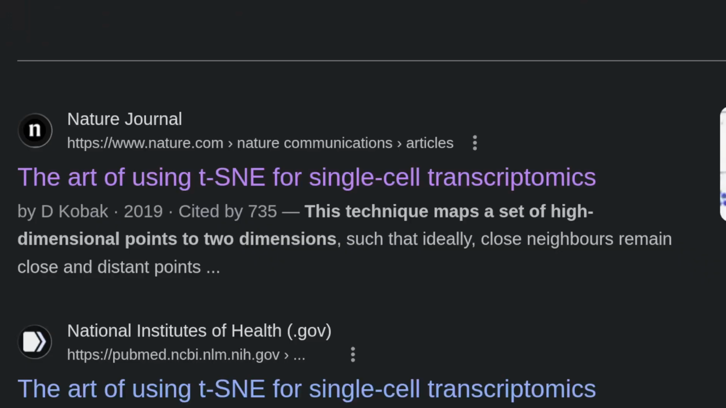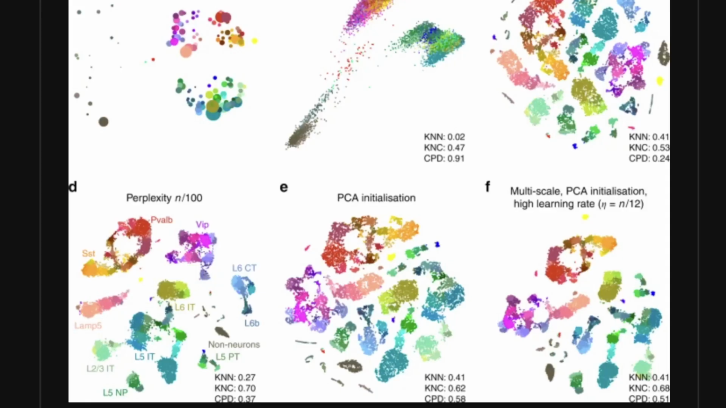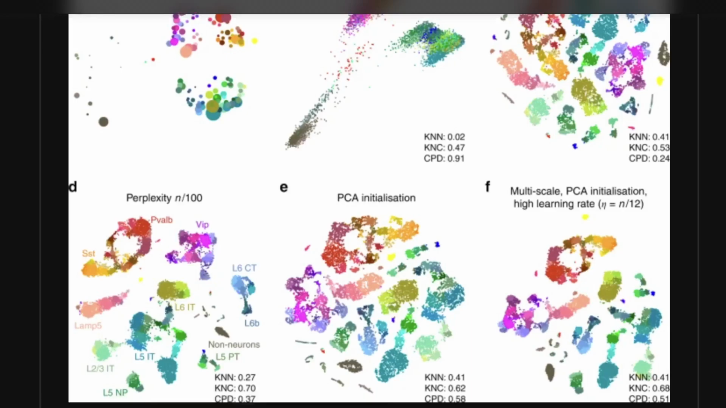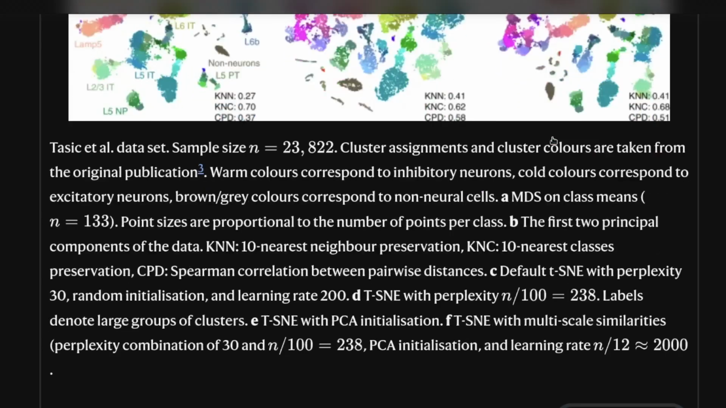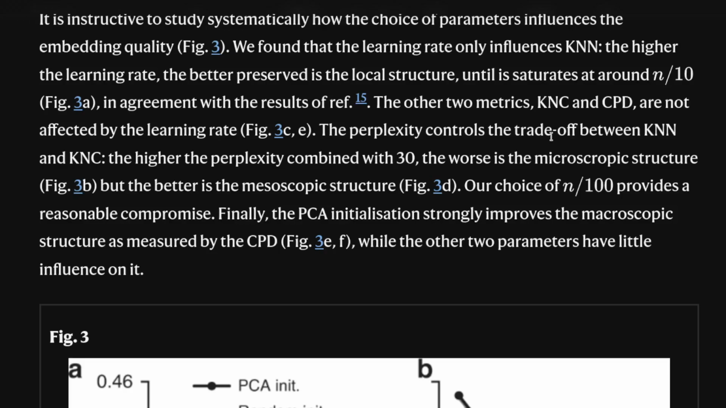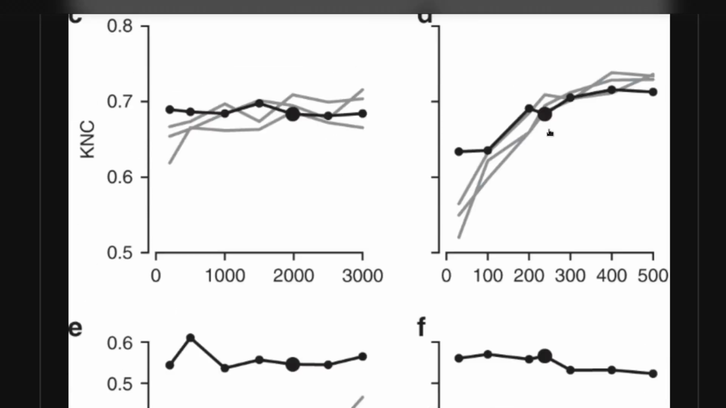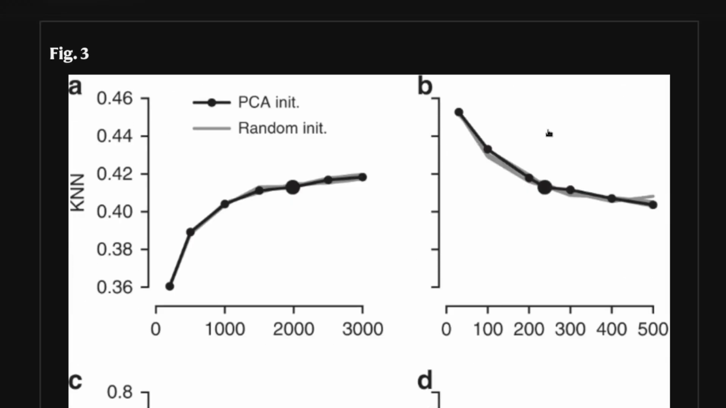Finally, the PCA initialization strongly improves the macroscopic structure as measured by the CPD, Figure 3e,f, while the other two parameters have little influence on it. Figure 3. The influence of parameter values on embedding quality. All panels show quality assessments of various t-SNE embeddings of the Tosches et al. dataset. A: 10 nearest neighbors preservation, KNN, as a function of learning rate. Black line shows PCA initialization. Gray lines show random initializations with 3 different random seeds. Large black dot denotes our preferred parameter values.